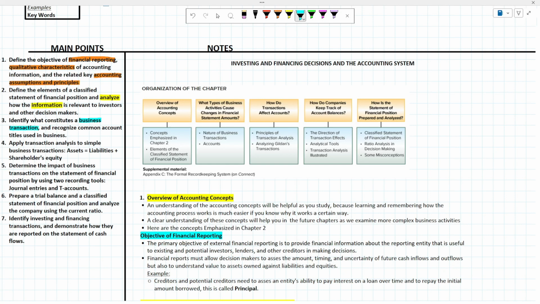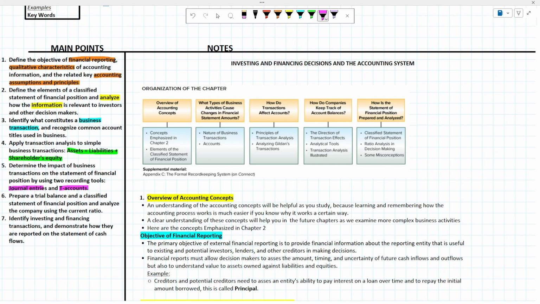Four, apply transaction analysis to simple business transactions. Assets equal liabilities plus shareholders' equity. I'll explain what this means, but this is very important in accounting. Number five, determine the impact of business transactions on the statement of financial position by using two recording tools. You have your journal entries and T accounts.